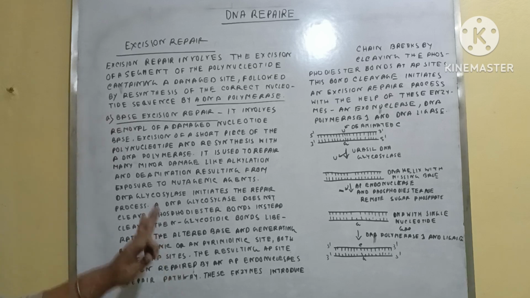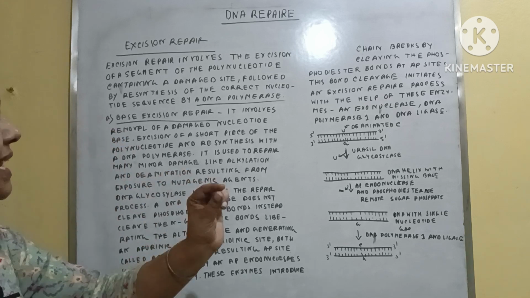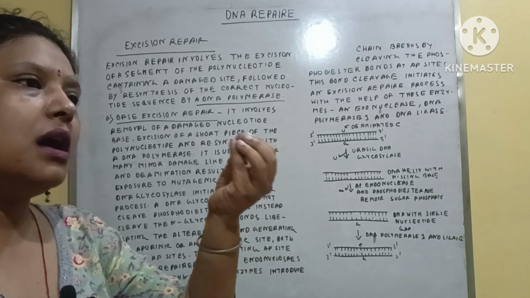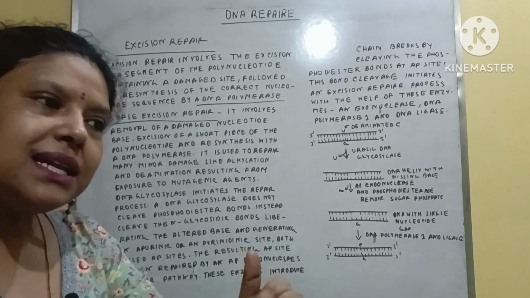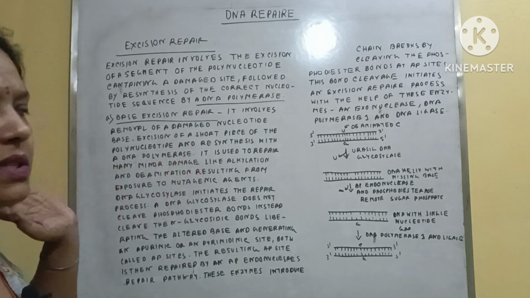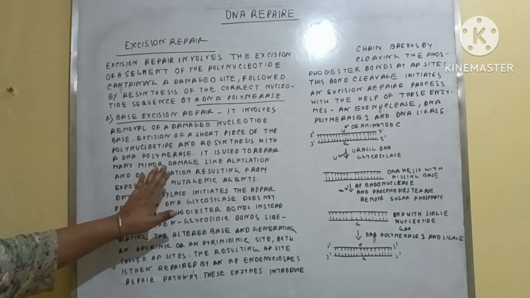This is the first type, base excision repair. It initiates the removal of the damaged nucleotide base, and excision of a short piece of the polynucleotide and resynthesis with the DNA polymerase. So here only one base that is already damaged, or a wrong base which does not fit with the other base, is replaced, and this total function is done by the DNA polymerase. It is used to repair many minor damages.